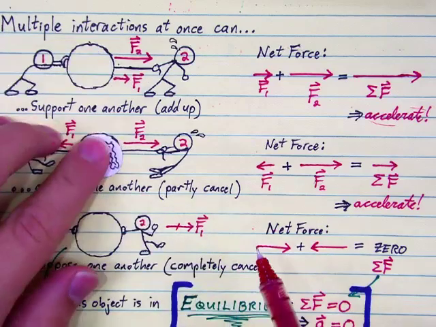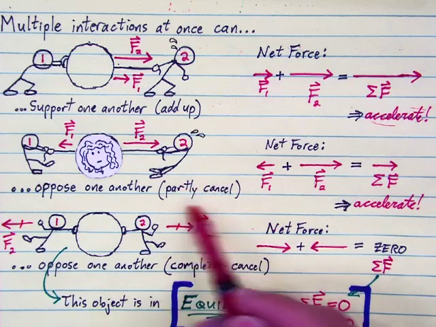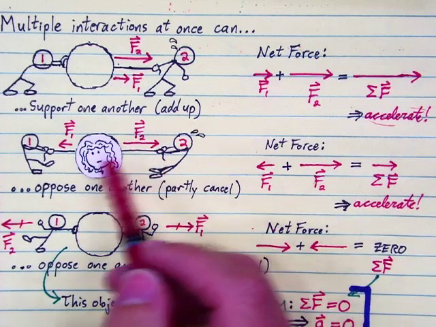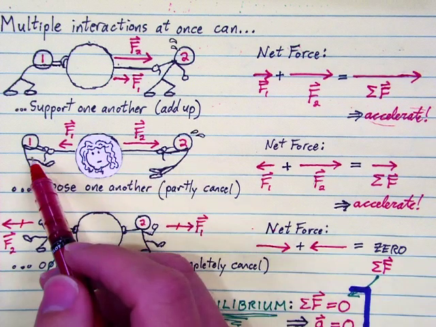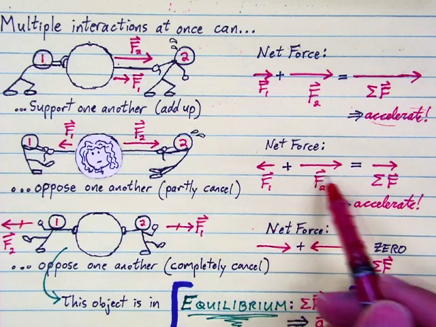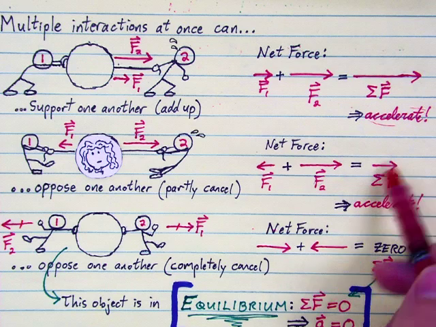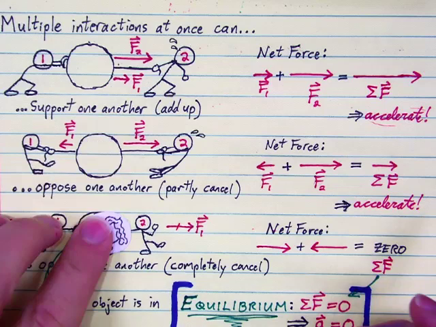These two forces in the next example are opposing one another, so they can partly cancel out. Force 2 is greater in magnitude than force 1. Person 2 is pulling harder than person 1 is. So here the net force, force 1, partly cancels out force 2, and the net force is still to the right. Newton will still accelerate to the right. Example 3.